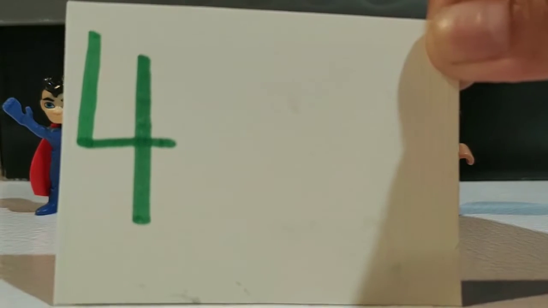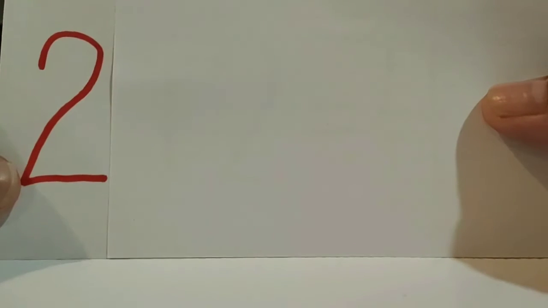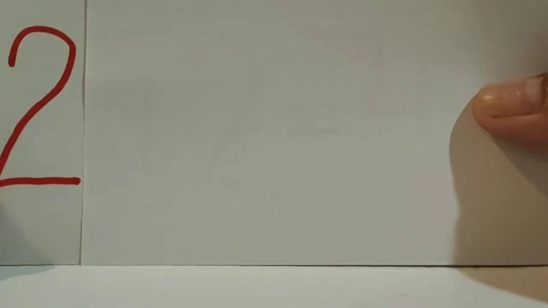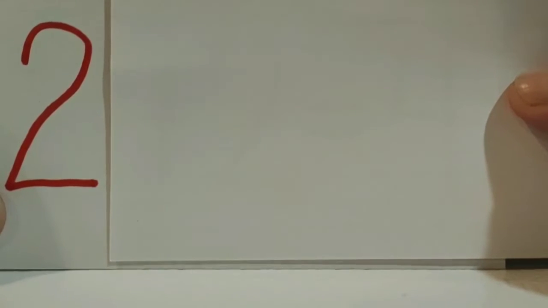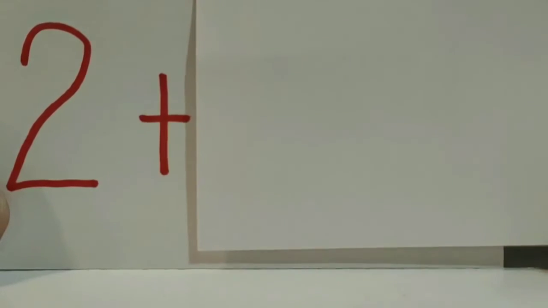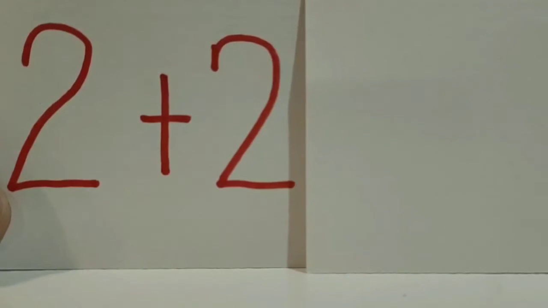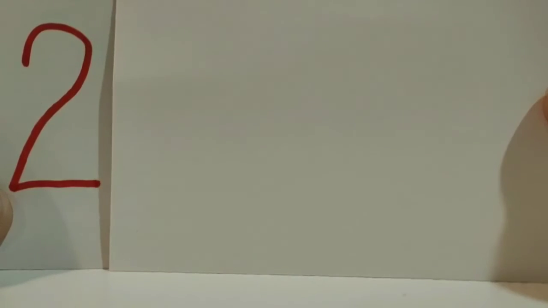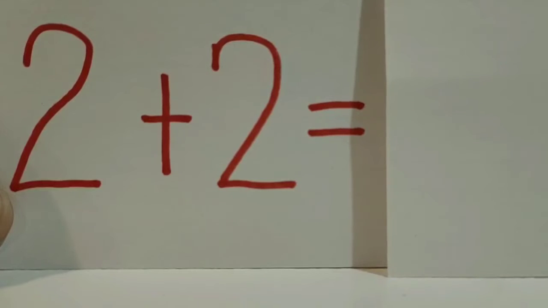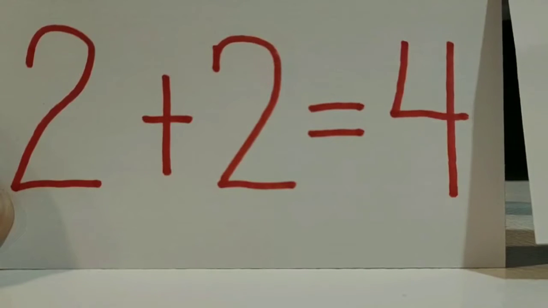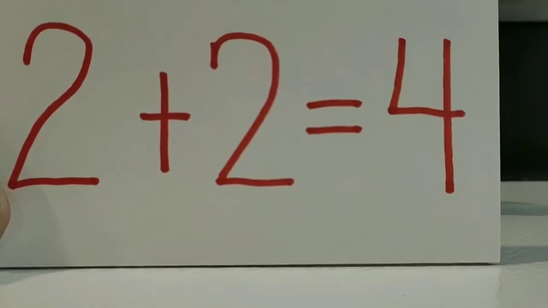Very nice. All right, let's write our number sentence together. Are you ready? All right, let's say our math sentence. Here we go. So there were 2 children reading books in the library, plus 2 children who were just looking at picture books. So 2 plus 2 equals 4.